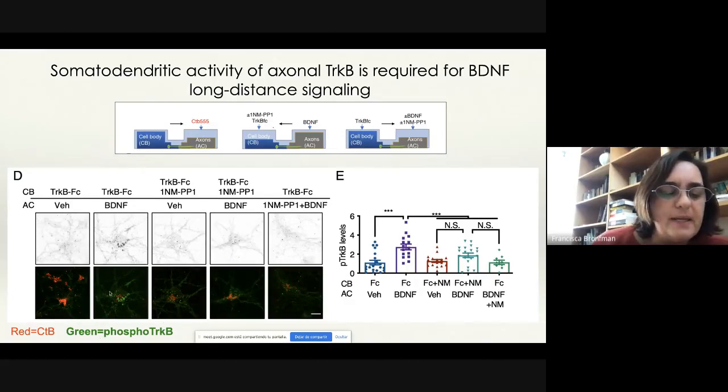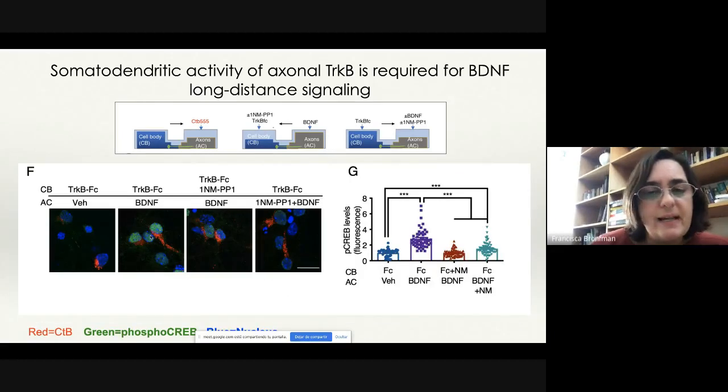So when you add BDNF in the axons, you can see an increase in phospho-TrkB in the cell bodies, and this is abolished by the presence of an inhibitor. This suggests that upon arrival in the cell body, the inhibitor in the cell bodies is able to reduce the activity of TrkB, and this is paralleled by the activation of CREB.